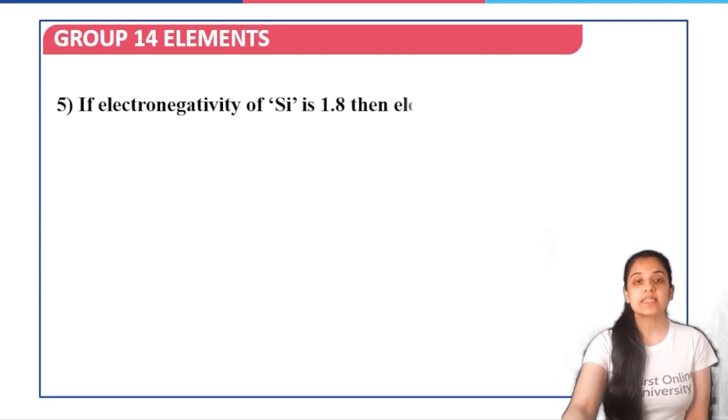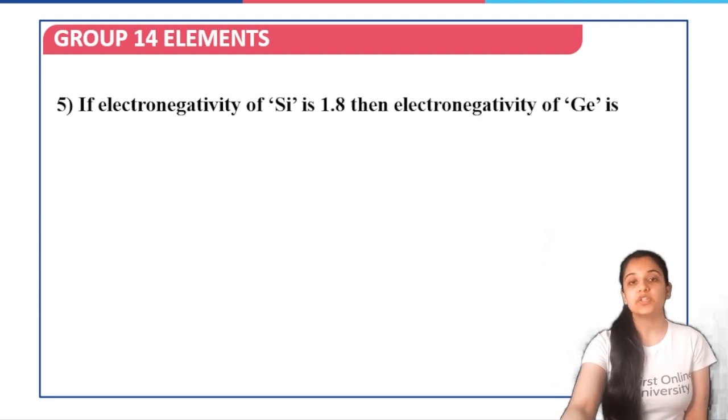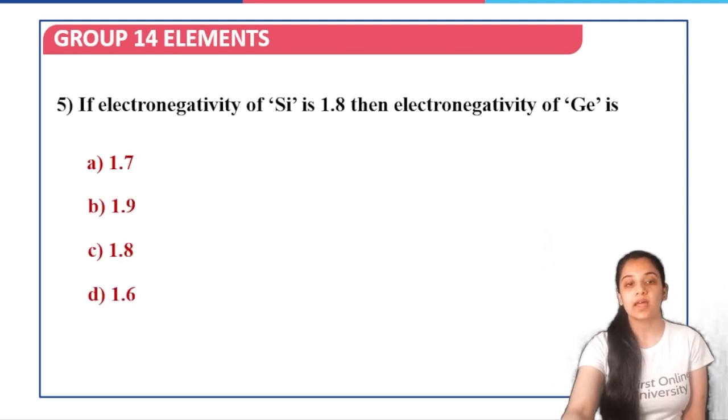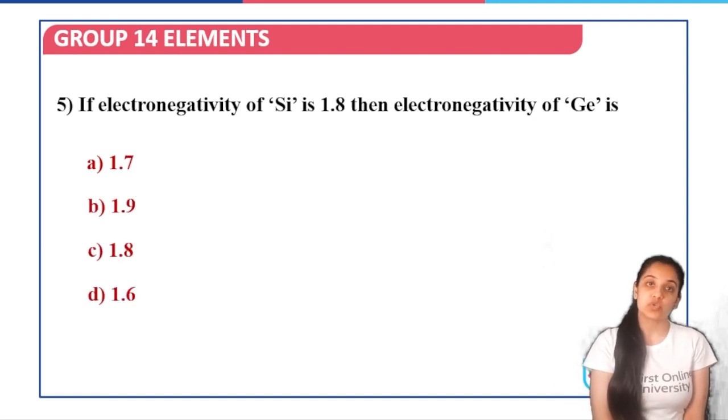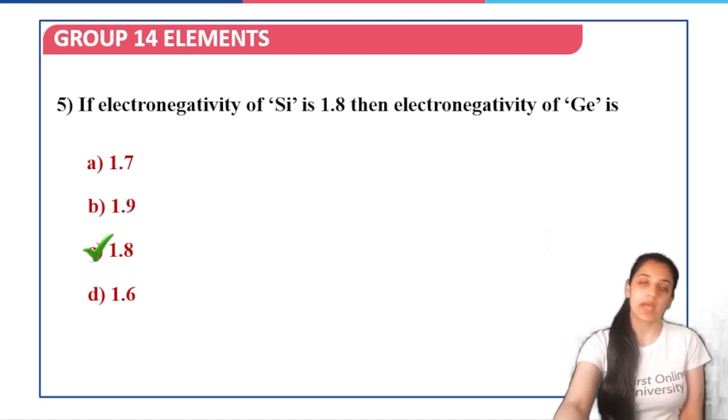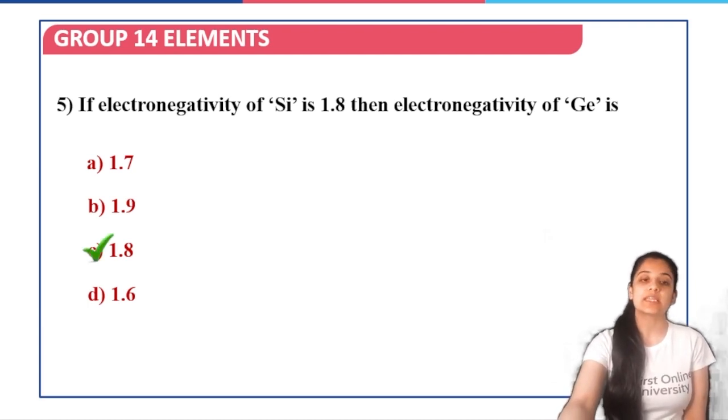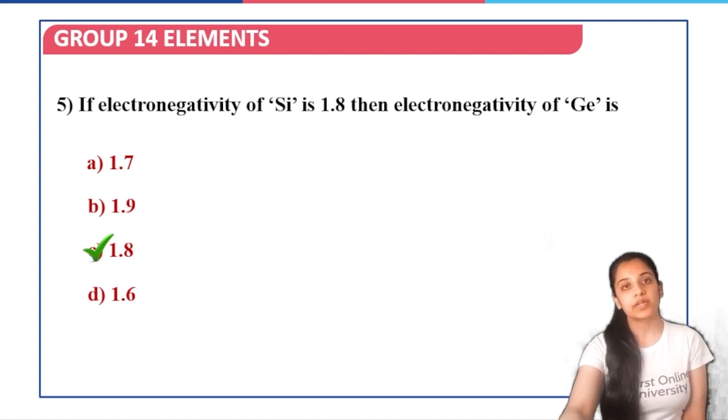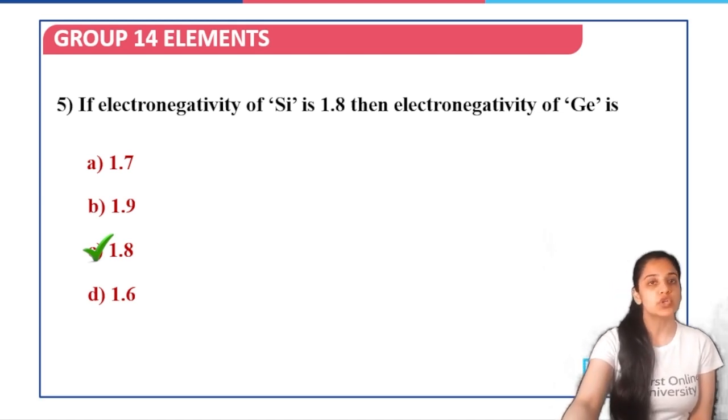Next question is if electronegativity of silicon is 1.8, then electronegativity of germanium is. So we have seen that it is going to be the same. It's going to remain constant. So option C is the correct answer. That is 1.8 for silicon, therefore 1.8 for germanium.